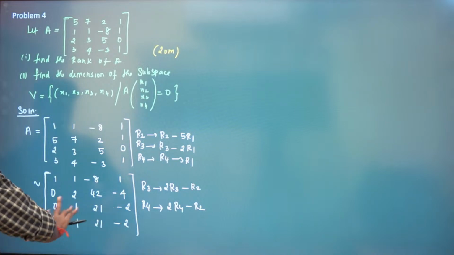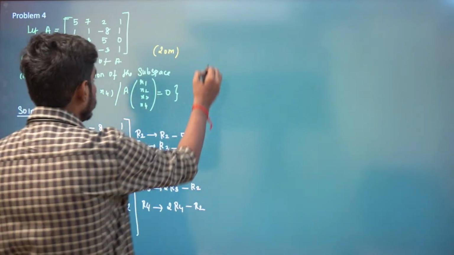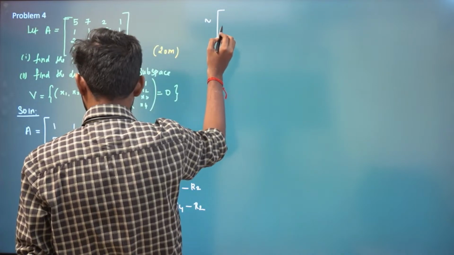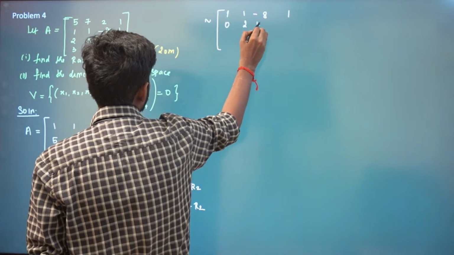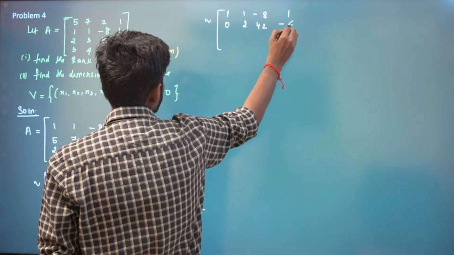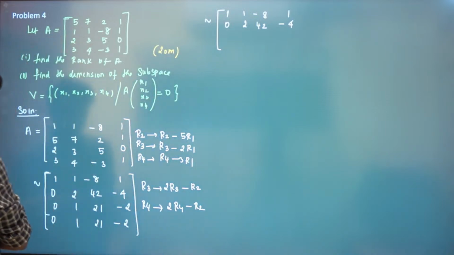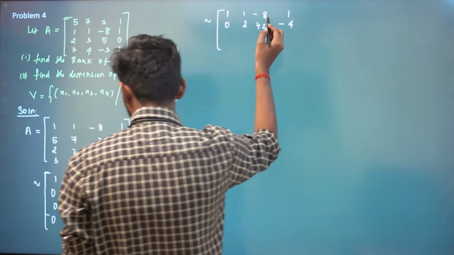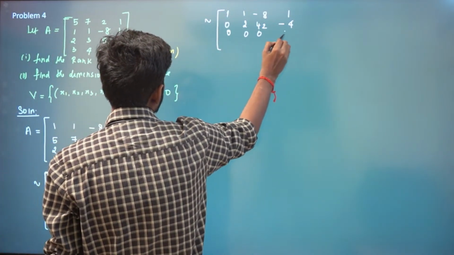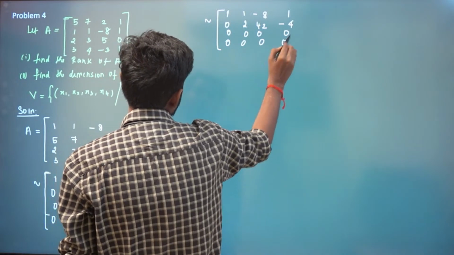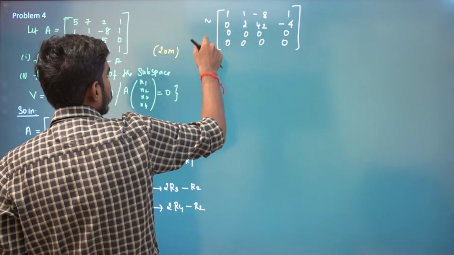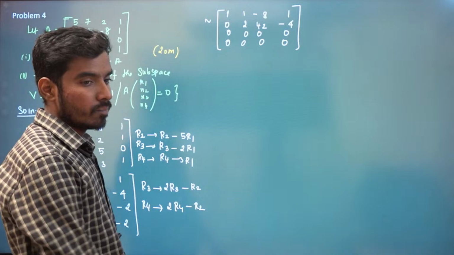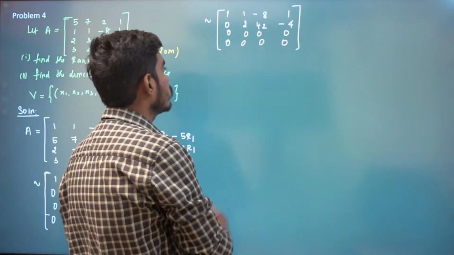So you can see the third row and fourth row will be 0. So this reduces to 1, 1, minus 8, 1, 0, 2, 42, minus 4. We'll check this once again. So R2 is correct. So 0, 2, 42, minus 4. The rest will become all 0s. So this is in row echelon form. First row, first non-zero element, below that everything is 0. Second row, first non-zero element, below that everything is 0. Third row and fourth row, there is no non-zero element.